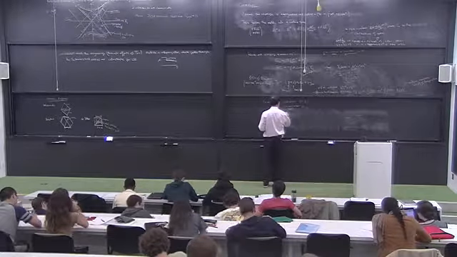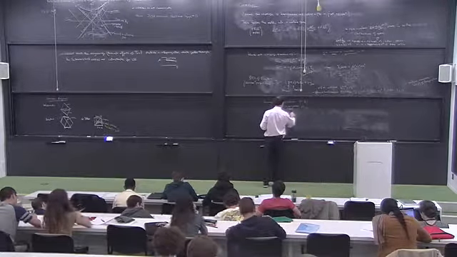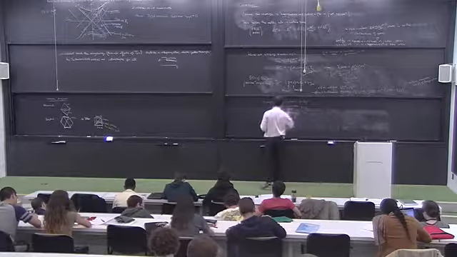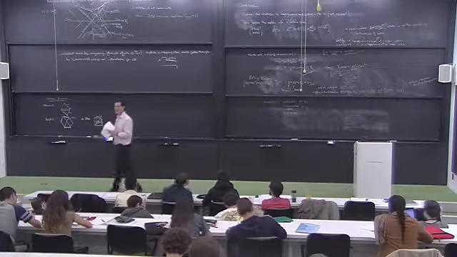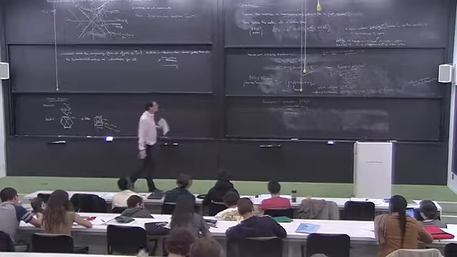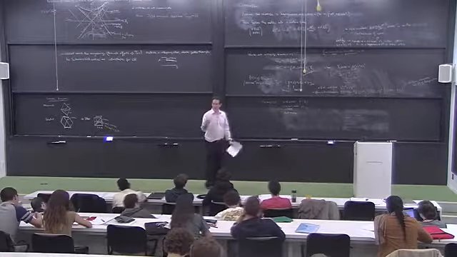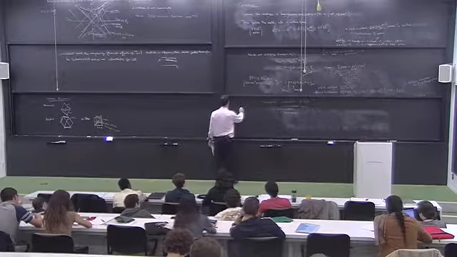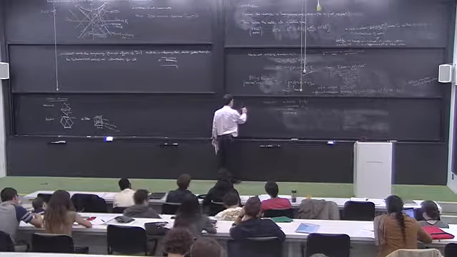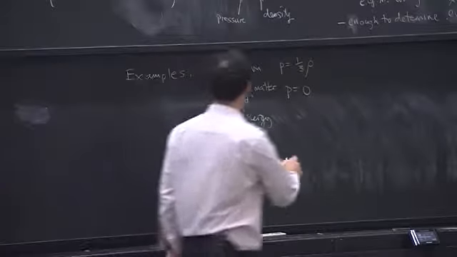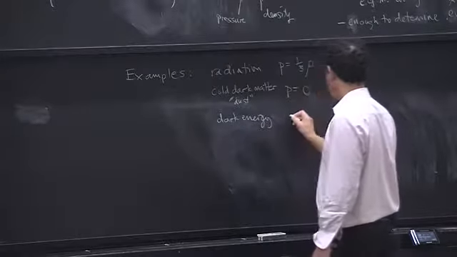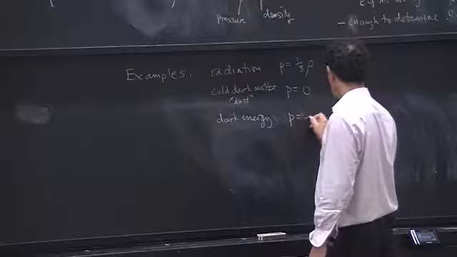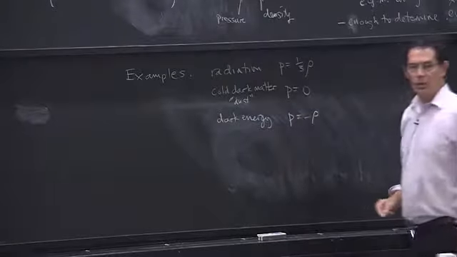Then we have dark energy. Now, dark energy is a special thing. That's the cosmological constant. That is, in its elementary description, all it is is something I add to the matter action. So dark energy, let's write it down first. It's P equals minus ρ. Why is that true?